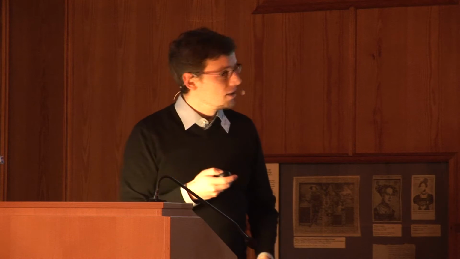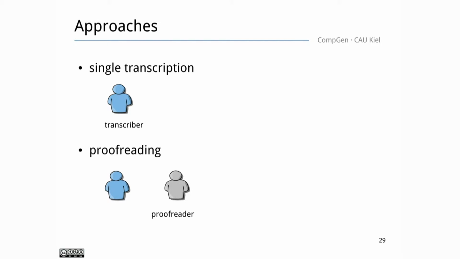How good is this? So we have basically two approaches. The one uses single transcription, so we have just one user entering the data. That would be the simplest case. Then we can add a proofreader. This is basically what we did for the World War I lists. So we have a proofreader who checks these entries.